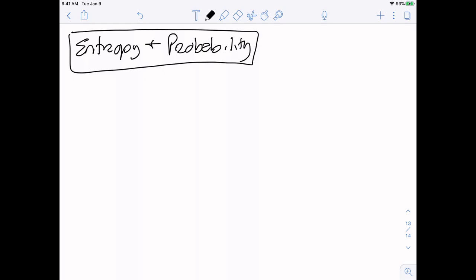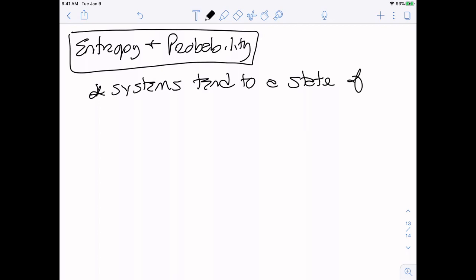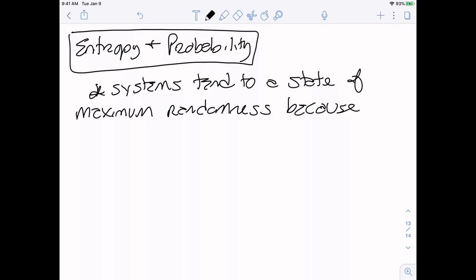If I had 10 quarters and I was to just throw them on the ground, the ordered state is they're all heads up or they're all heads down, right? They have to land in the same direction to be ordered. The odds of that happening are slim. So systems tend to a state of maximum randomness, because the disordered state is more probable.